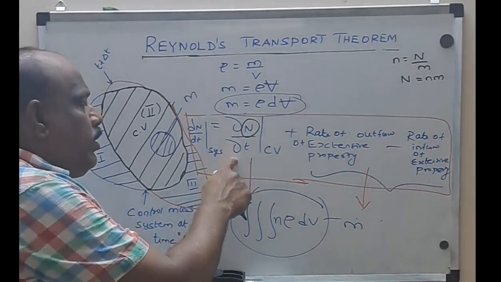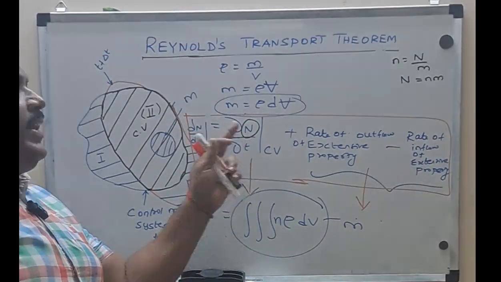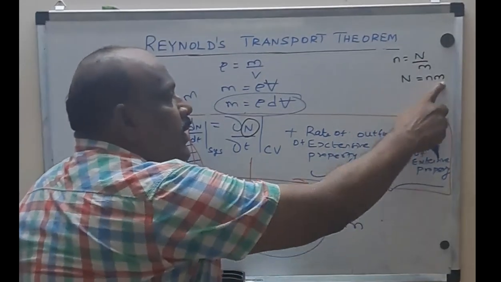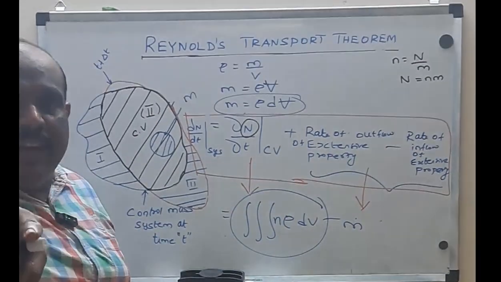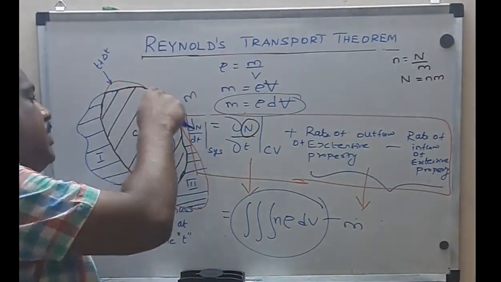I want to find dou by dou t of N. First of all, I want to find N. What is N? N equal to n into m. First of all, I have to find m. What is m? M is the mass of the control volume.